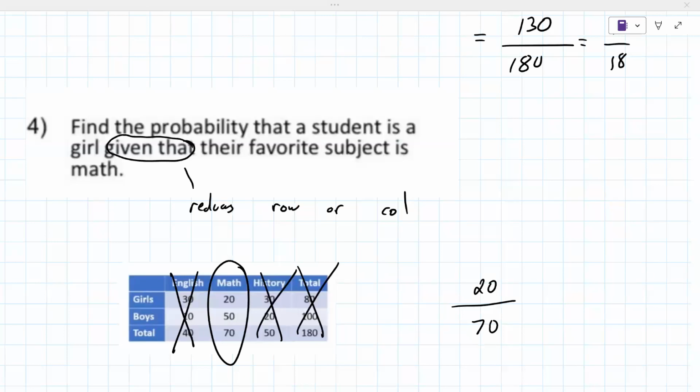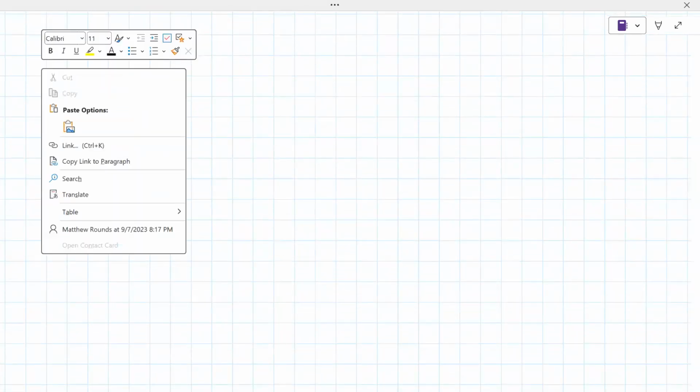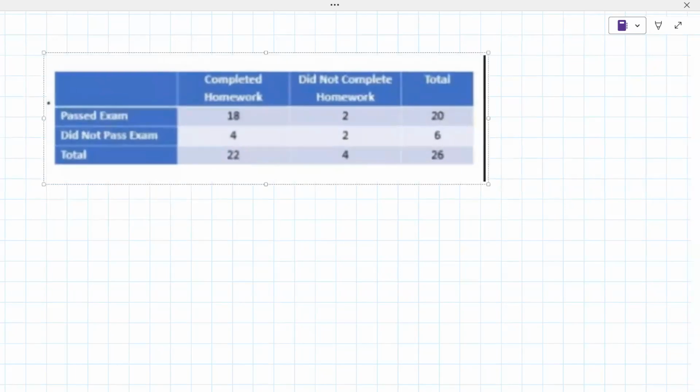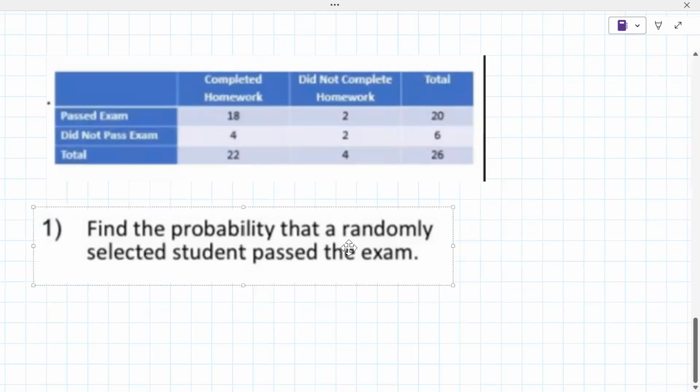All right, so next problem. This one's percentages, so it's a little bit more difficult. Let's not do this one. We'll do three and we'll come back to the one with percentages because that could throw us off here unnecessarily. Not saying it's hard or anything, it's just that it's different. All right, so number one, find the probability that a randomly selected student passed the exam.